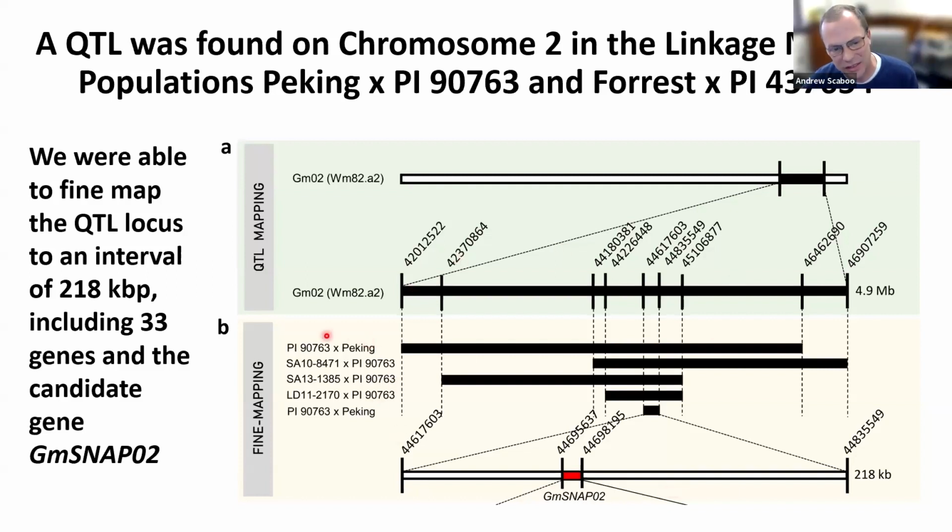And what we did was we did genetic mapping. This is the chromosome 2 chromosome. We did some genetic mapping using 9763 exclusively. In this slide, we fine mapped this QTL, meaning we went from a Google image of the entire town down to a Google pinpoint on top of a few houses. And we determined one of those houses was actually this GM-SNAP02 gene.